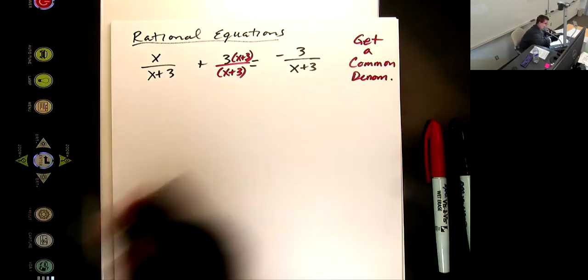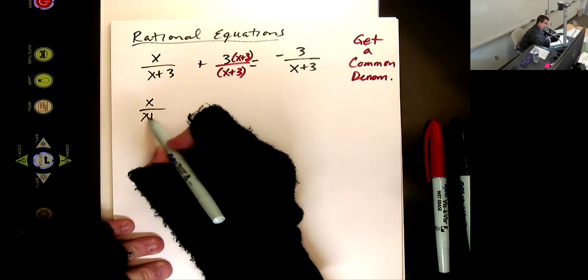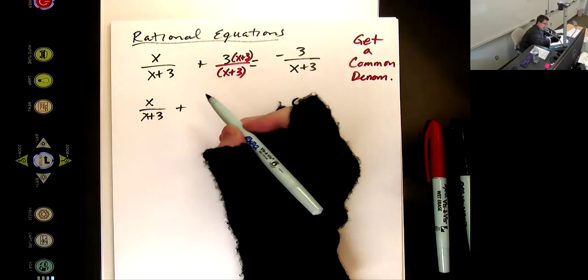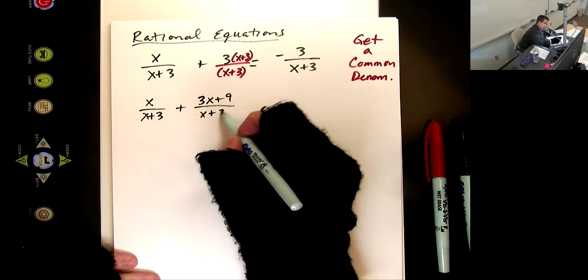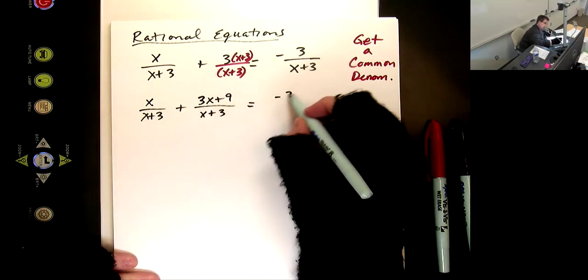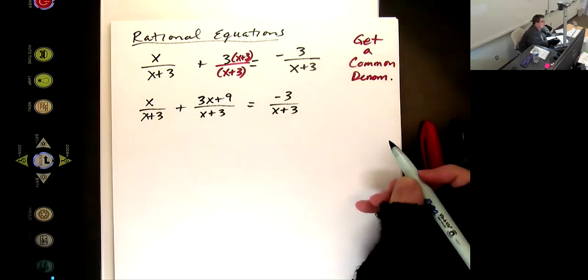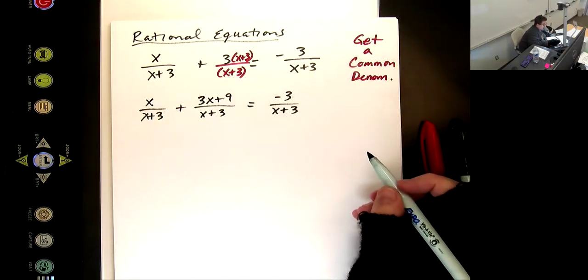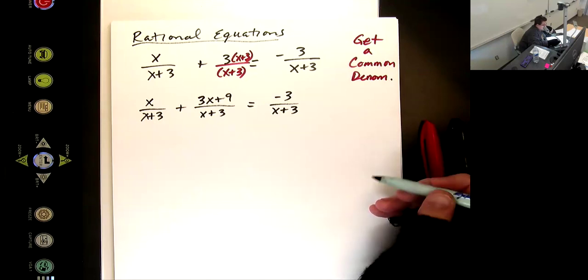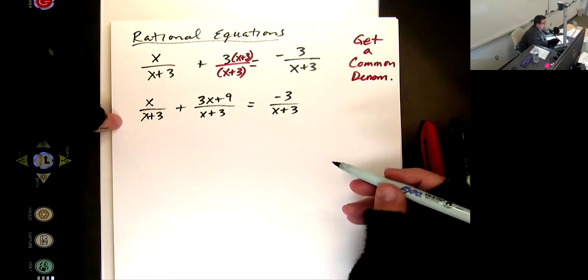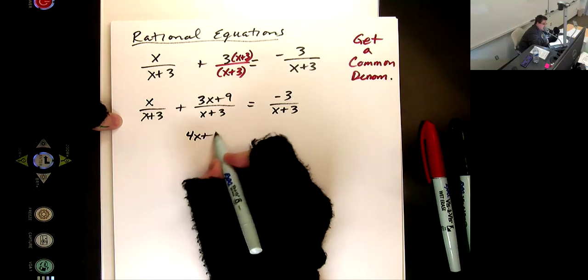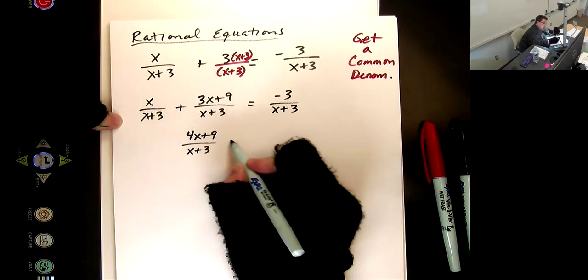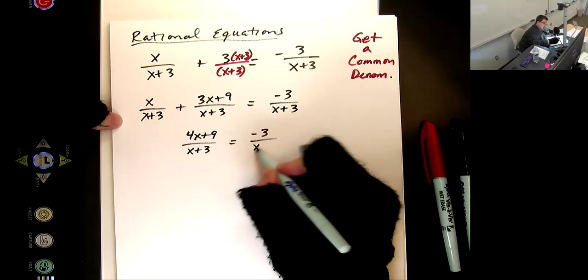So now on the left, I have x over x plus 3 plus, and I'm going to distribute that here, 3x plus 9 over x plus 3 equals -3 over x plus 3. And when denominators are equal, we can combine fractions as they are. This just becomes 4x plus 9 over x plus 3 equals -3 over x plus 3.